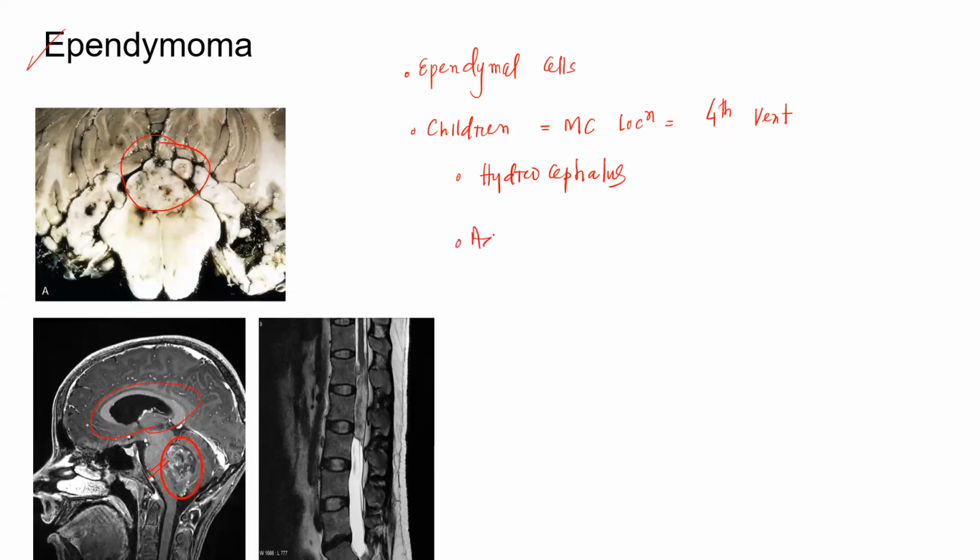But in adults, the most common location is the spinal cord, and many times these are associated with NF2, neurofibromatosis type 2. We have already discussed that meningiomas and schwannomas can be associated with NF2. Similarly, ependymomas, especially the spinal ependymomas seen in adults, can be associated with NF2.